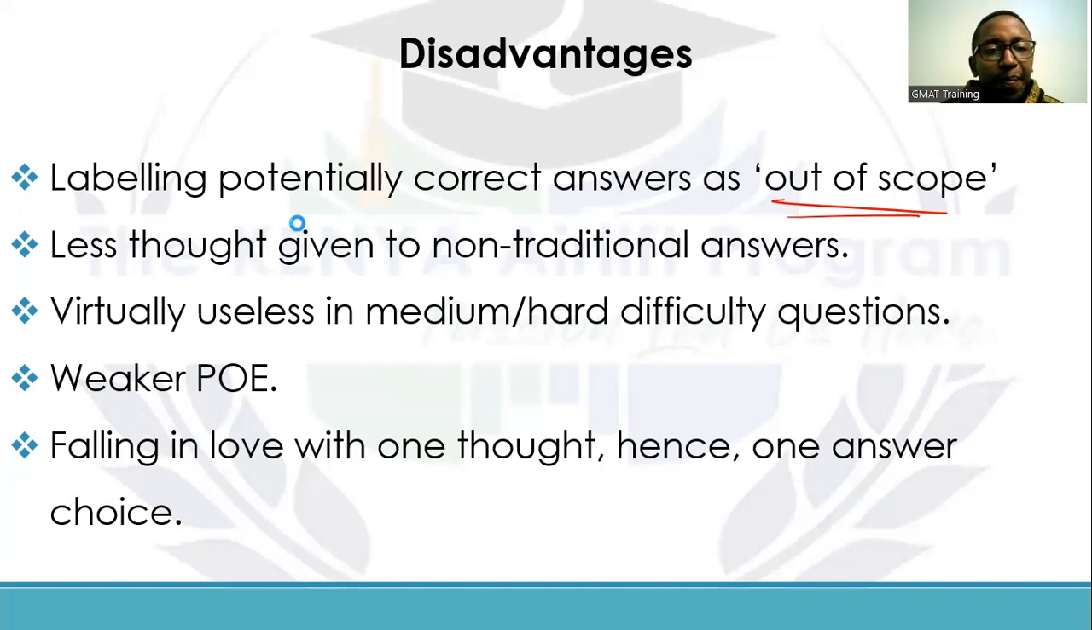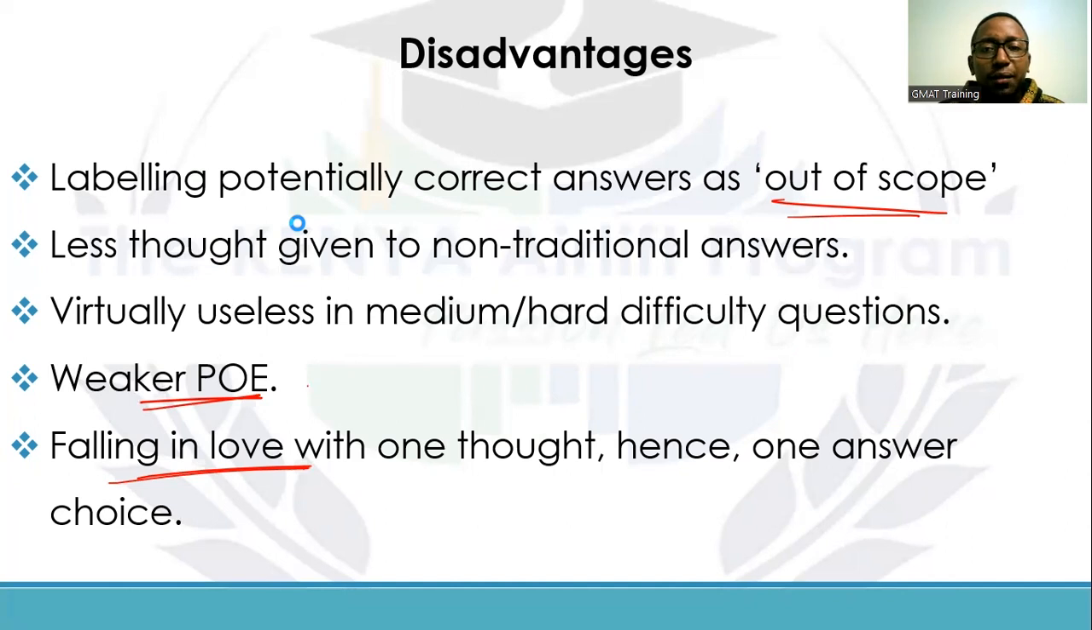And then you have weaker POE, and this is connected to falling in love with one thought, because you are skewed towards your thought and will probably not give the rest of the answer options as much thought as they deserve. Because sometimes we know that the connection between the answer choice and the question is a bit hidden, is not too direct. So you end up now probably giving more weight to some arguments that look like your pre-thought answer.